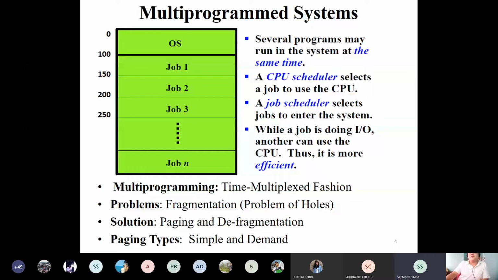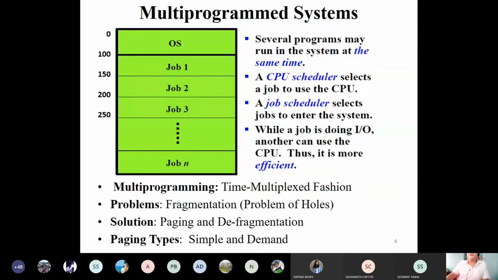Sir, yes. Hello, sir, can you explain demand paging once again? I didn't quite understand. What have you not understood? Sir, demand paging. Okay, in case of demand paging, suppose there are 10 pages and there are 5 blocks.